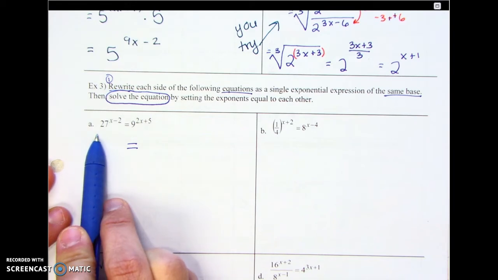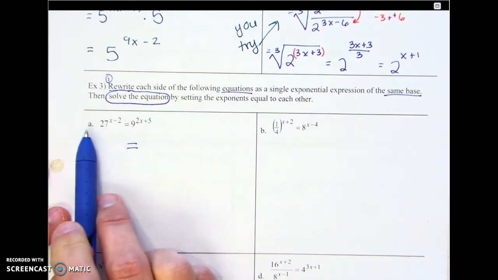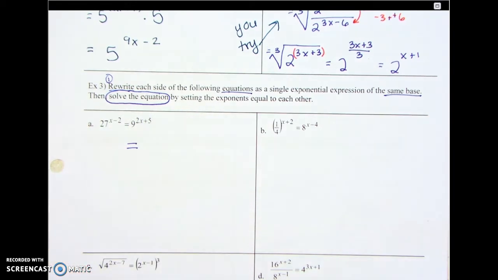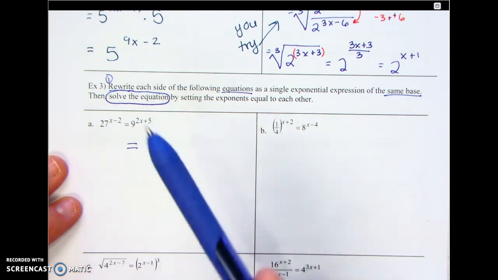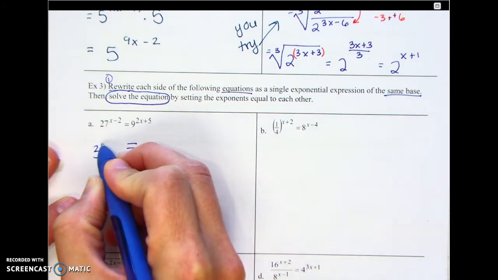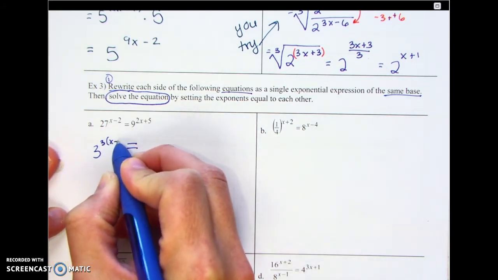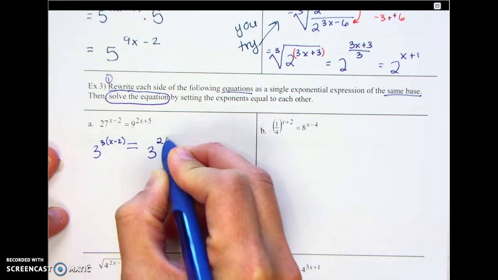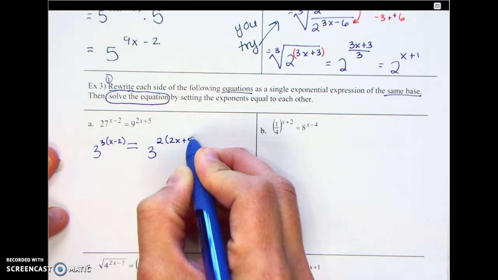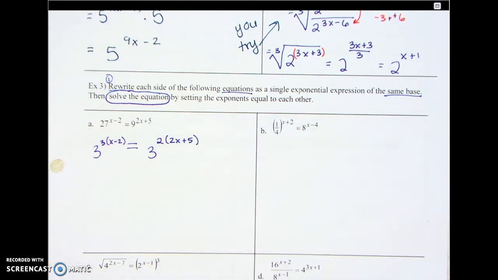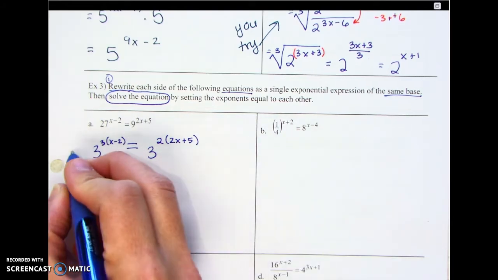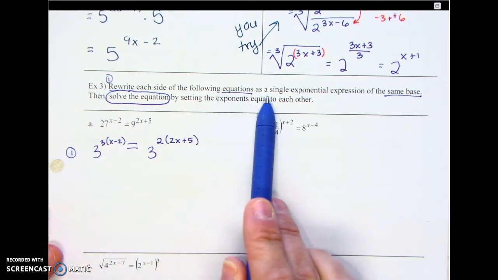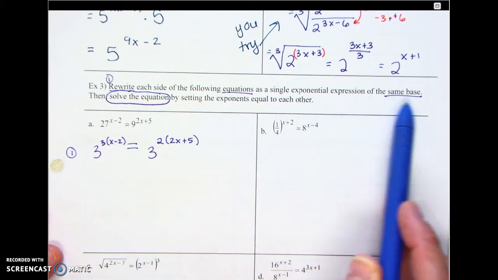You have 27 and you have 9. 27 and 9 come from what same base? 3. That is excellent. So 27 is 3 to what power? To the 3, good, or cubed. And what's 9? 9 is 3 to what power? Squared, right? So that's step 1. Rewrite each side of the following equations as a single exponential expression of the same base.